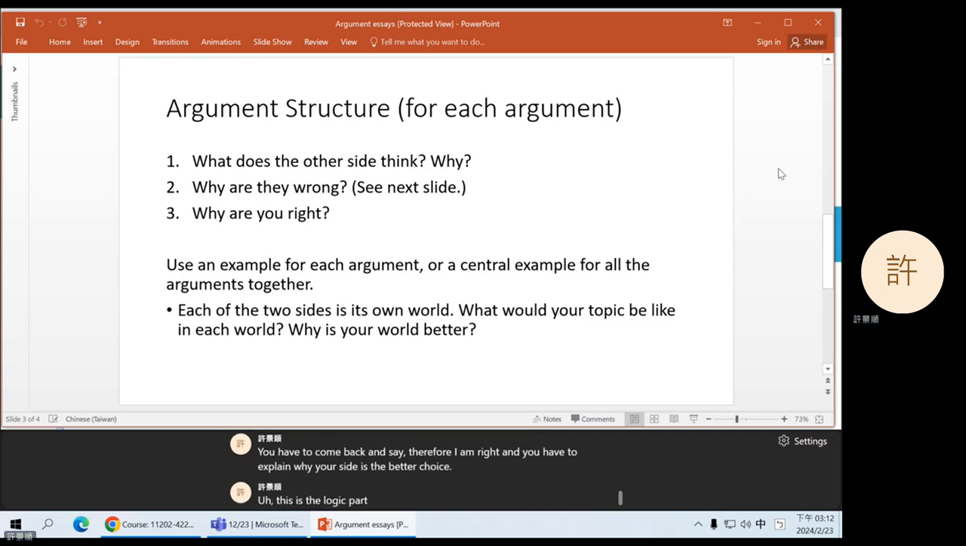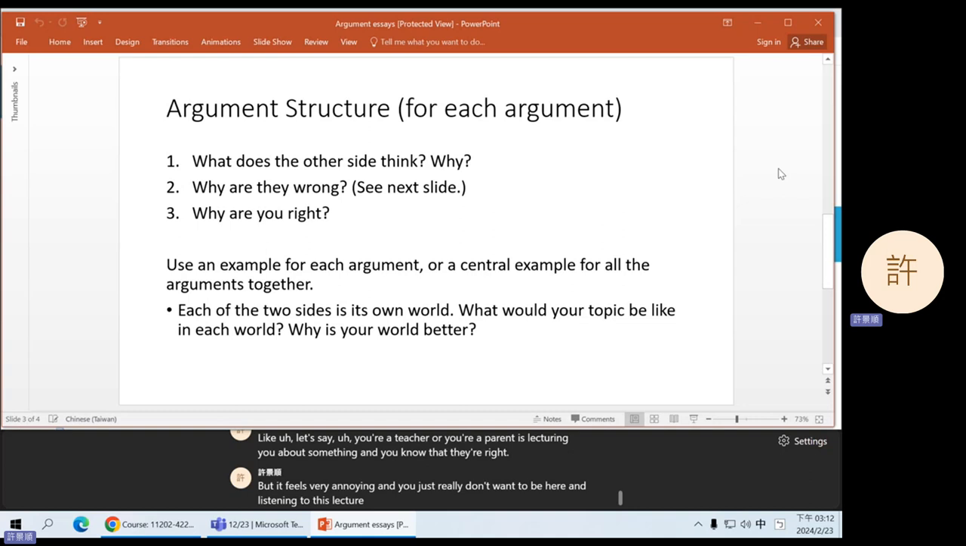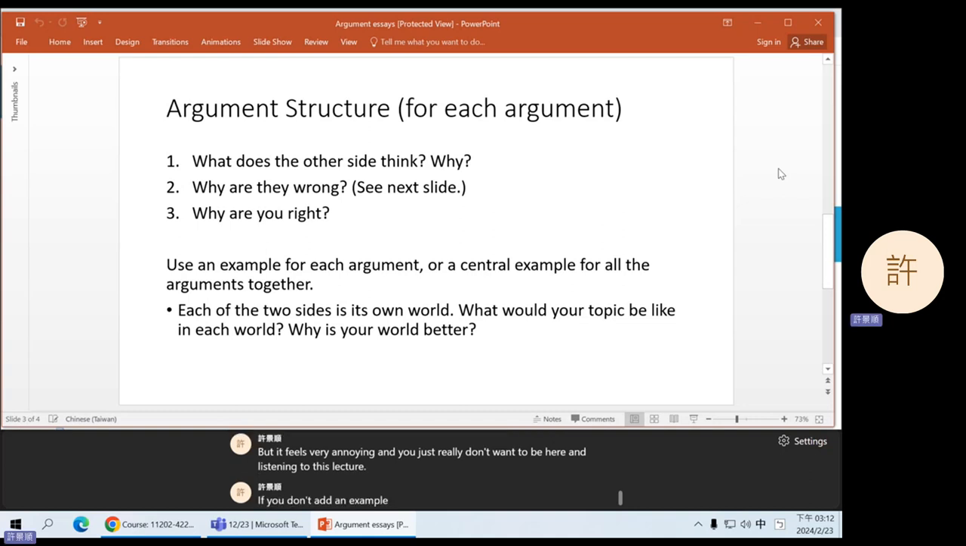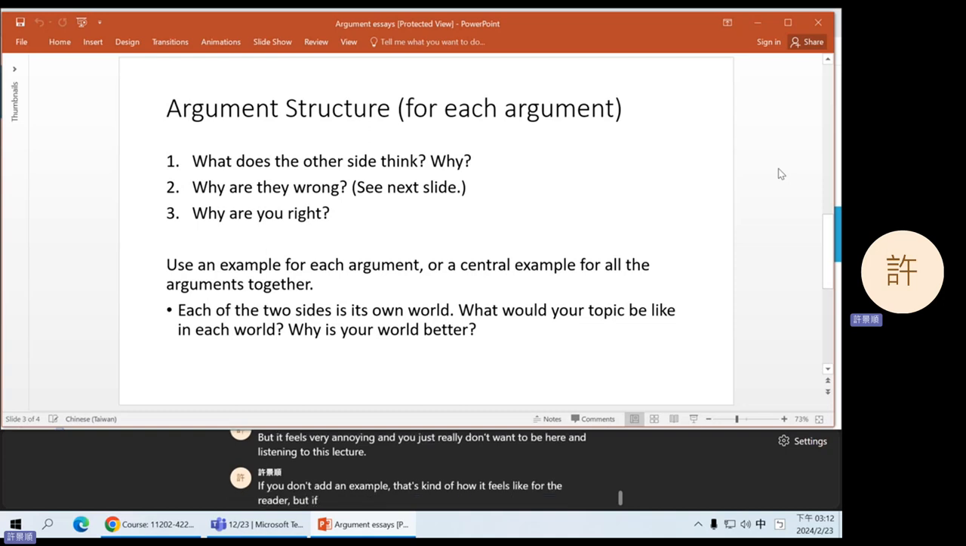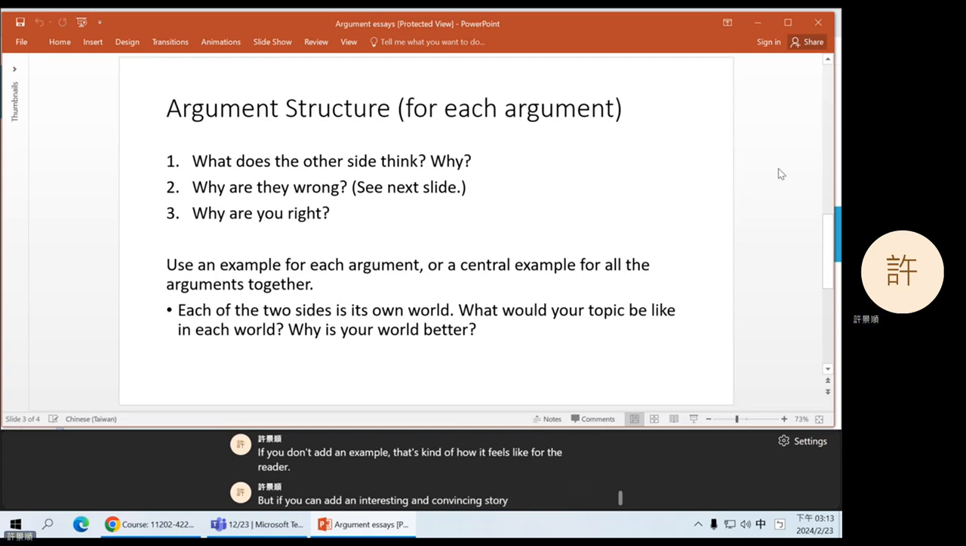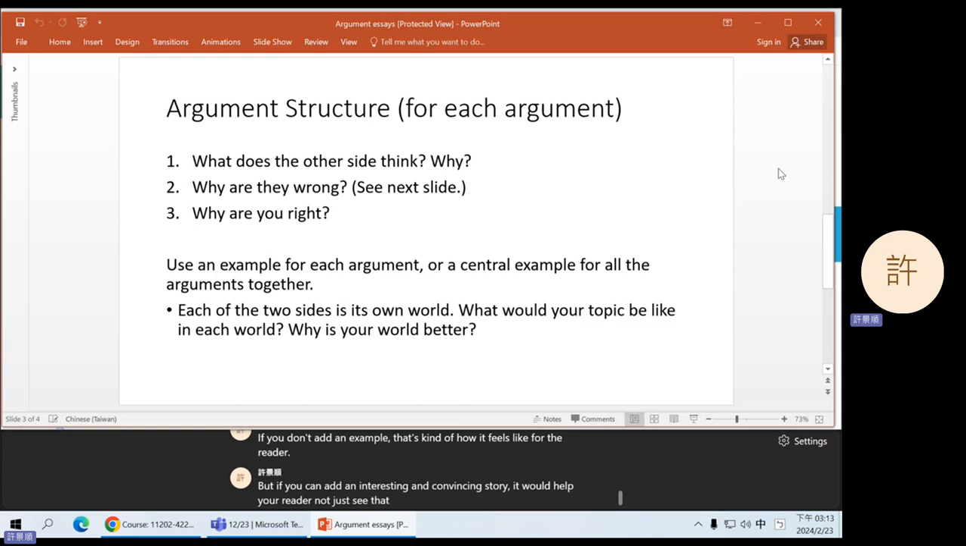This is the logic part. And if you do that, you will have a good logos score. But in order to get a good pathos score, you have to have examples. Examples tell the story. Logos tells the reader why you are right. Pathos lets the reader feel why you are right. You guys have that experience, right? Like, let's say your teacher or your parent is lecturing you about something, and you know that they're right, but it feels very annoying, and you just really don't want to be here and listening to this lecture. If you don't add an example, that's kind of how it feels like for the reader. But if you can add an interesting and convincing story, it would help your reader not just see that you're right, but feel that you're right.